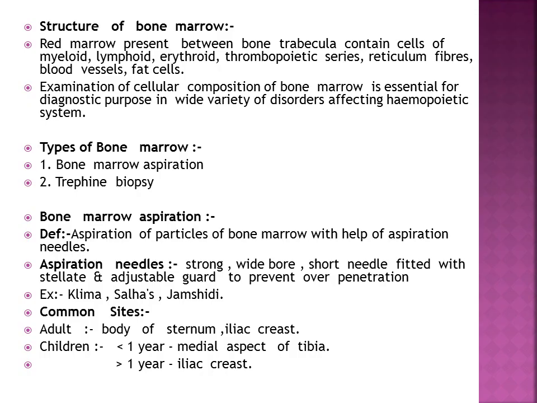The sites of bone marrow aspiration collection in adults are the body of the sternum or iliac crest. In children, if less than 1 year, it is the medial aspect of the tibia, and for a child more than 1 year, it is the iliac crest.